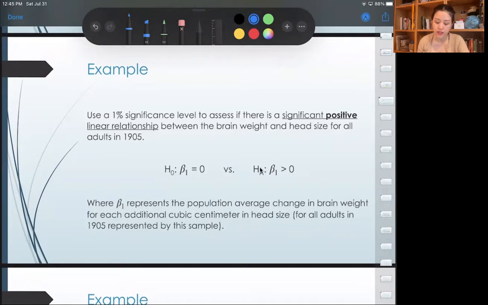Okay, so H naught is beta 1 equals 0. That's always equality for the null hypothesis. Versus the alternative hypothesis, HA, is beta 1 is greater than 0 because that's what we want to know. Where beta 1 represents the population average change in brain weight for each additional cubic centimeter in head size. So this is the interpretation of beta 1. A lot of times your instructor will not require this, but it's nice to know how to explain beta 1 in words.